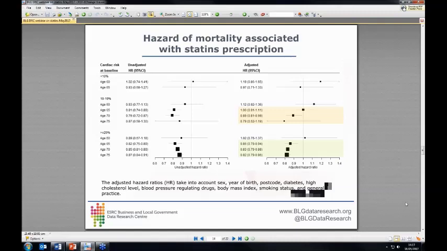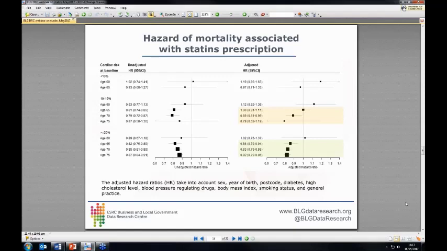This slide shows a forest plot with the unadjusted and adjusted hazard of all-cause mortality associated with statin prescription. The adjusted effects took into account several medical conditions, treatments, lifestyle choices, and demographic factors. These confounders were found through backward elimination. For those people who are unfamiliar with forest plots, I will explain how to interpret them.